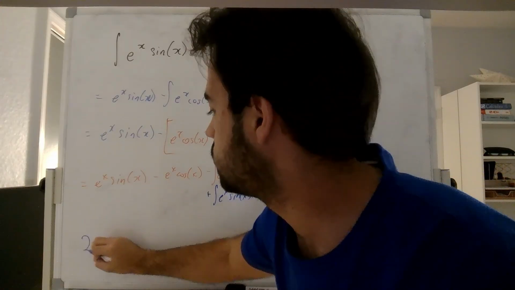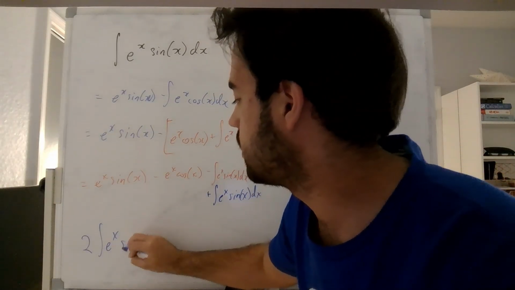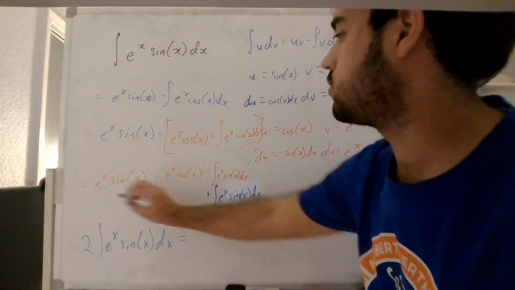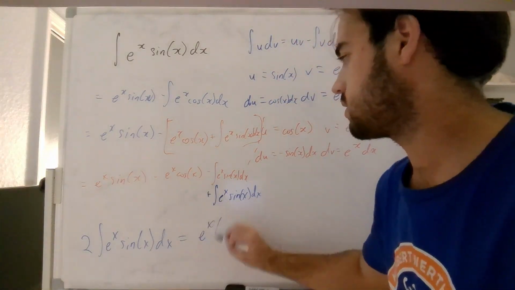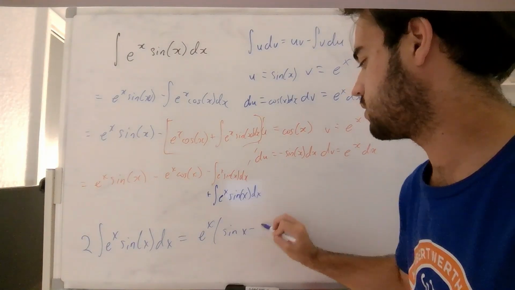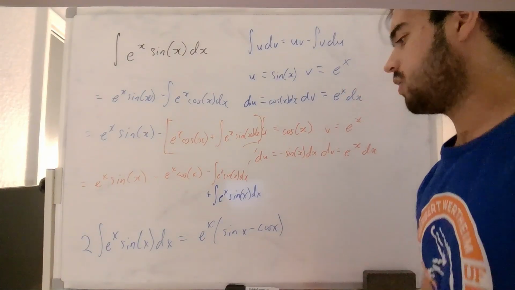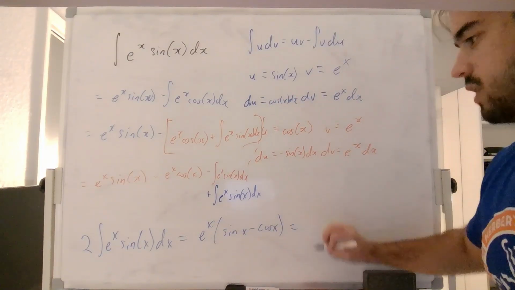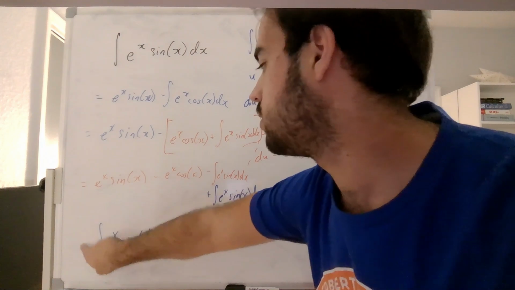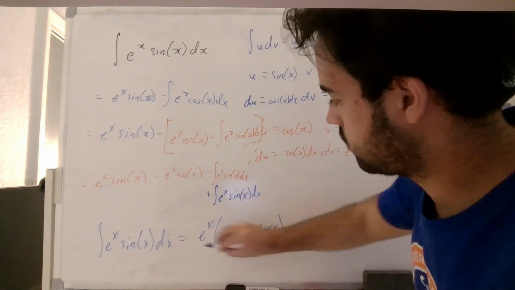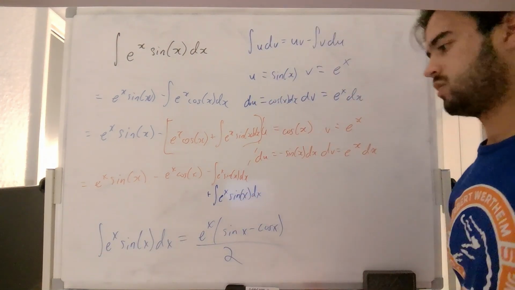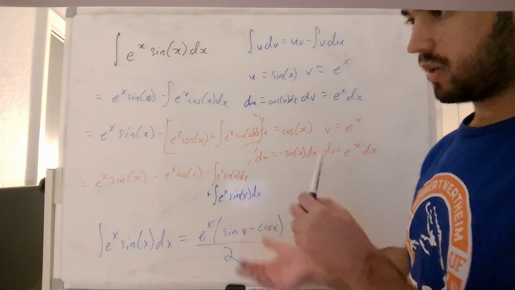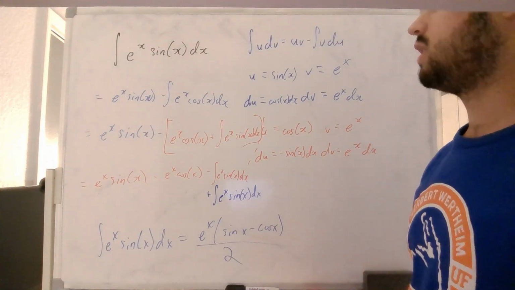We're going to end up with 2 times the integral of e to the x sine of x dx is going to be equal to whatever this is. So this is e to the x times sine of x minus cosine of x. Okay? And then I just divide by 2 to get our integral. So realistically, if I divide by 2, I don't even need this equal sign. I just say divided by 2. And this is known as the double integration by parts.